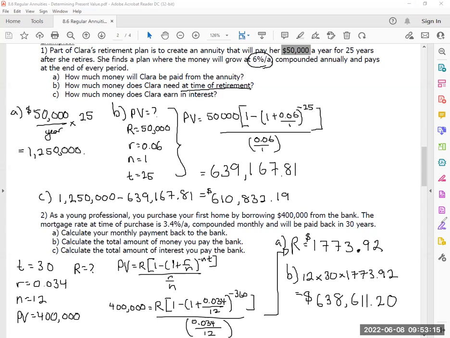Yes. What I did to calculate R was basically solve this in the calculator and then divide 400,000 by that number. Because you're doing algebra. That's it. And you should get your R. And to calculate the total amount of interest you pay the bank, you subtract it, it would have been $238,611.20. I think you could probably figure that out.